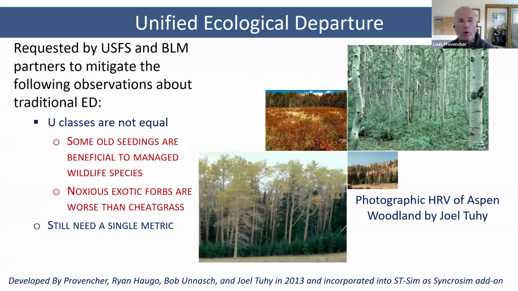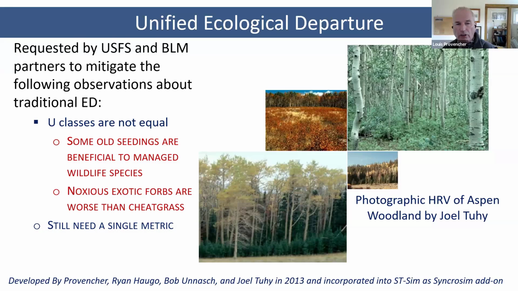But basically, both our Forest Service and BLM, Bureau of Land Management partners, were a little bit annoyed with the traditional ecological departure because they said, we have old seedings of crested wheatgrass that were done in the 50s and 60s and 70s that are actually now some of our best habitat for wildlife. And they said, we're getting penalized because it's an uncharacteristic class, but it's actually beneficial and it's functional. Is there a way to give us brownie points so we're not penalized when you do the uncharacteristic class calculation that you guys saw that Jim Smith and others showed?